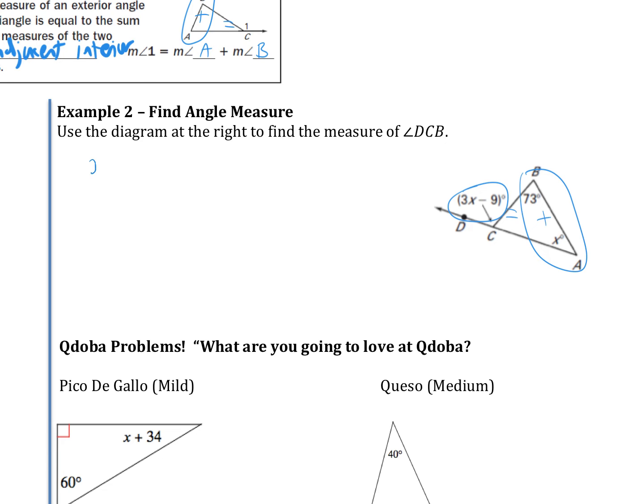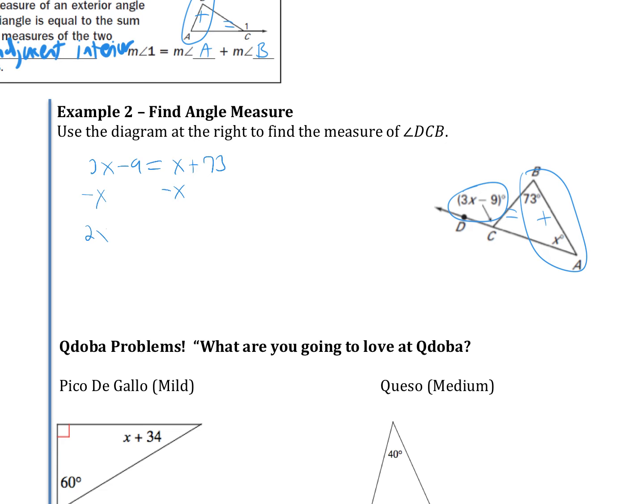So we're going to do 3x minus 9 equals x plus 73. Why don't you guys go ahead and solve that from here, and then we'll figure out DCB if you can as well. You're going to plug what you get for x back in to solve for DCB. Give it a try.